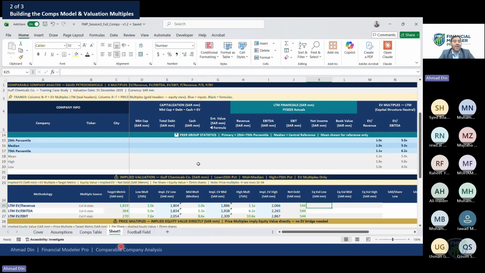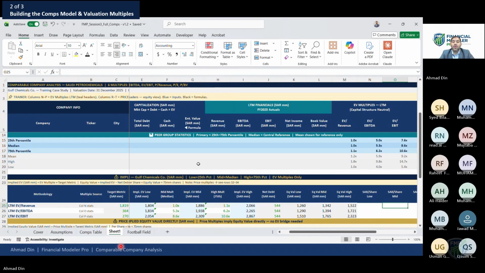So now we will get the equity value for the low, medium, and high. What's the equity value for the low? Enterprise value minus net debt. Medium minus debt. Enterprise value at high minus debt. So we have the value.